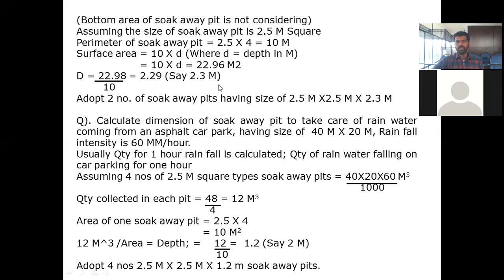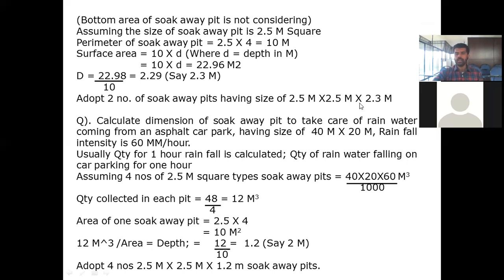So the dimension of the soakaway pit is 2.5 into 2.5 into 2.3. So the number of soakaway pits should be 2: two soakaway pits of 2.5 into 2.5 into 2.3. That is how we will be finding out the soakaway pit.